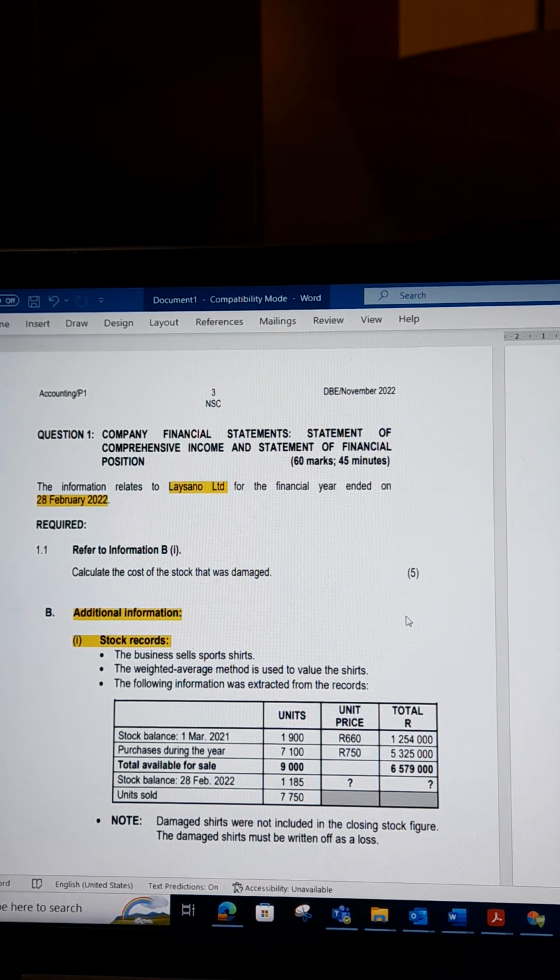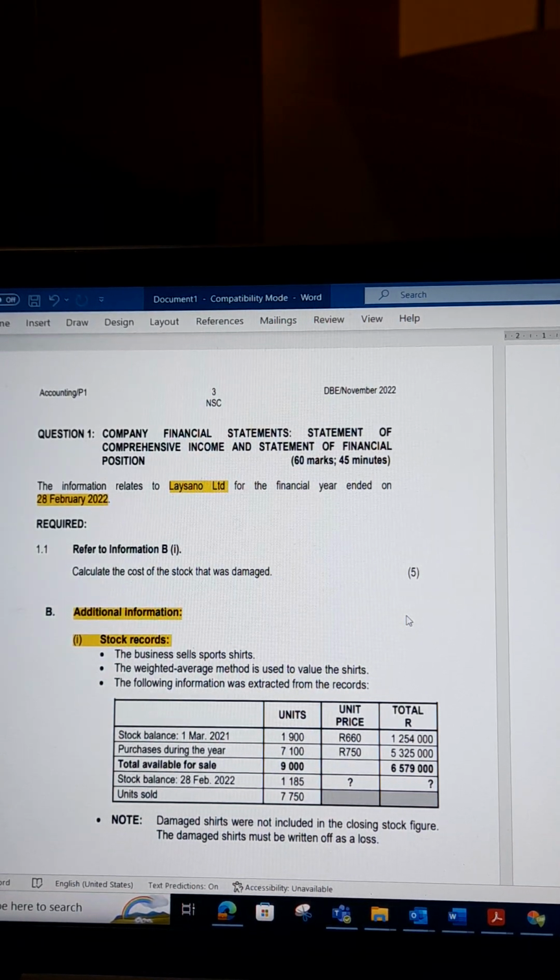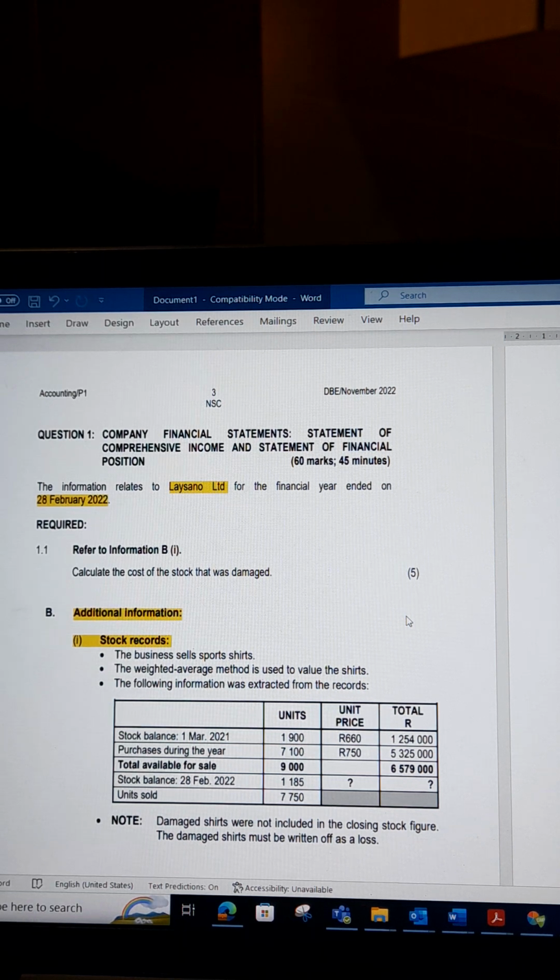We've been given information B, Roman figure 1, which has the following details: the business sells sports shirts. The weighted average method is used to value the shirts. So they are selling shirts, and then the WAM is used to value shirts. So you need to know how to use WAM. You need to know the formula for WAM. And the following information was extracted from the records, and then we've been given units, unit price, and then the total. And then on the note there, they said damaged shirts were not included in the closing figure, meaning that the closing figure given there does not include the damaged stock. So we need to use a particular formula or a particular method to calculate the damaged shirts.